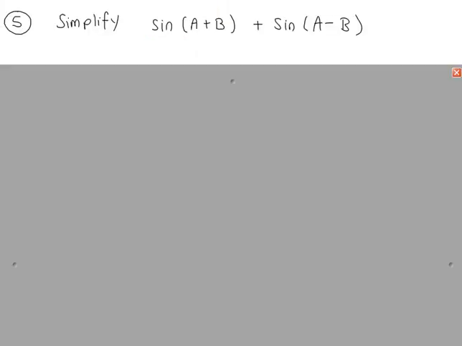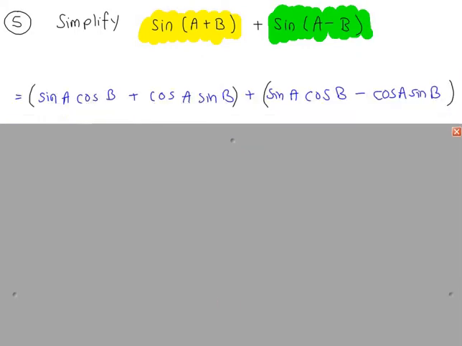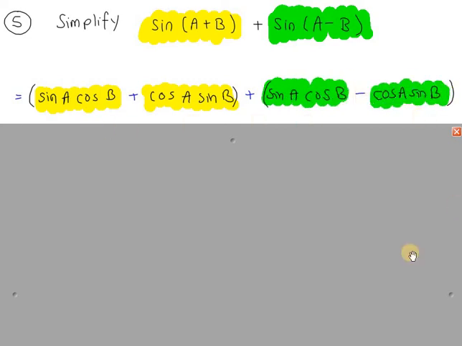So I want to simplify this expression, so I should do this in 2 steps. I've got to expand this, and separately I have to expand this. Okay, so sine A plus B will give sine A cos B plus cos A sine B, and sine A minus B gives sine A cos B minus cos A sine B. So all we need to do now is collect like terms, simplifying.